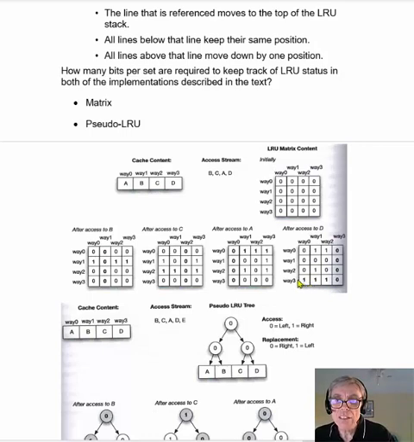And notice that the one that's got the highest binary number, 1110, is the one that's the most recently referenced. Next most recently referenced is the next highest binary number, which is 0110, corresponding to way 0, or block A. And then after that, way 2, or block C. And then finally, the least recently referenced block is way 1, which is where B resides.